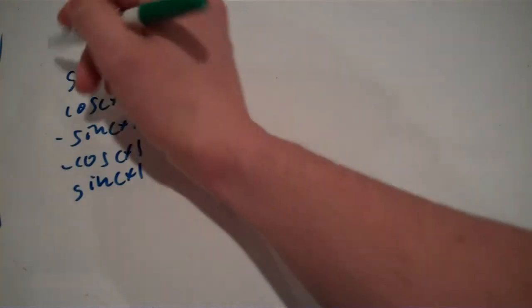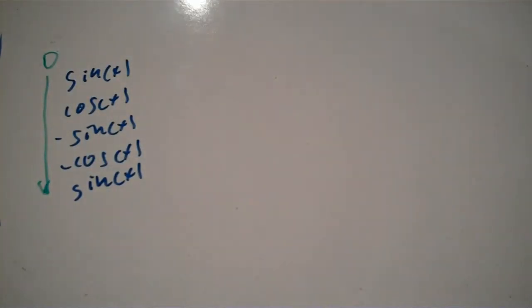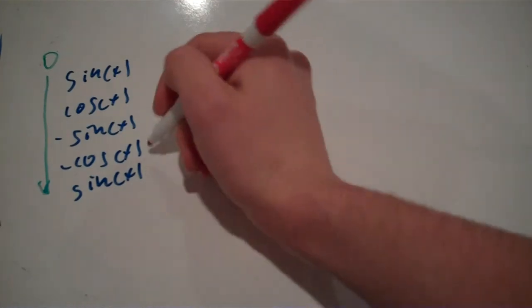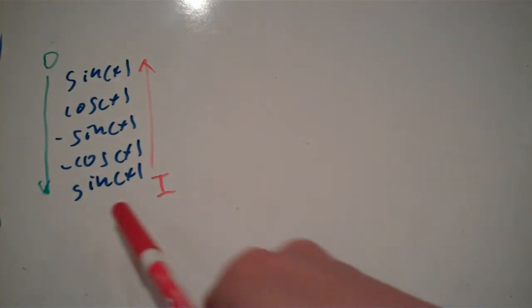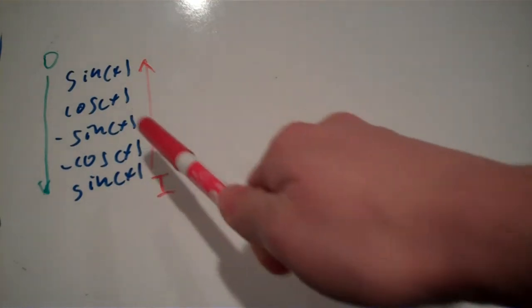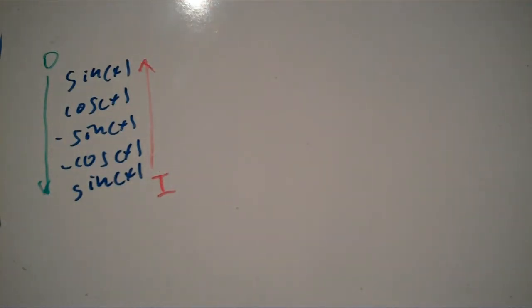So, going down, we have derivatives. However, going up, we have integrals. So, the integral of sine of x is negative cosine of x, and the integral of that is negative sine of x, the integral of that is cosine of x, and the integral of that is sine of x. So, it works backwards.